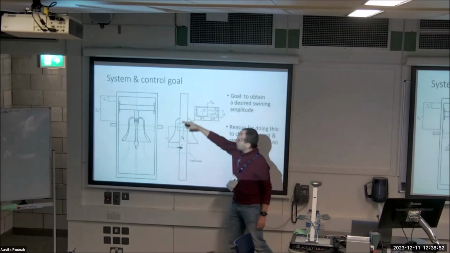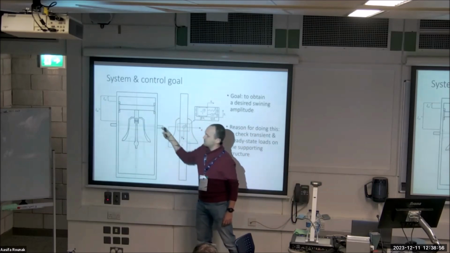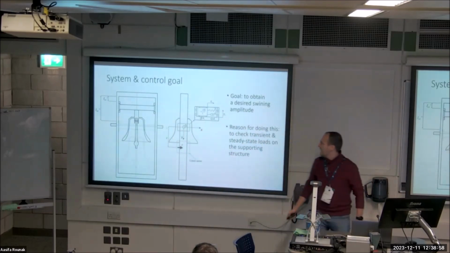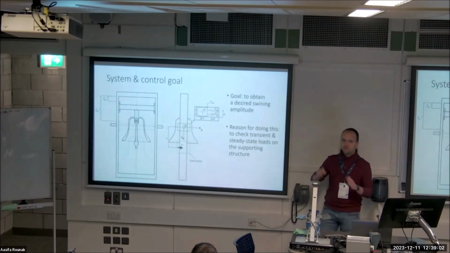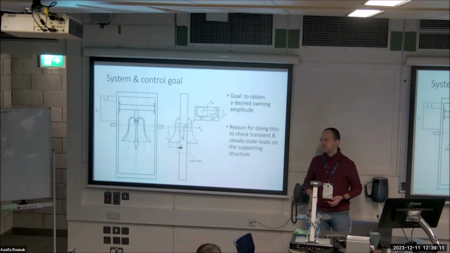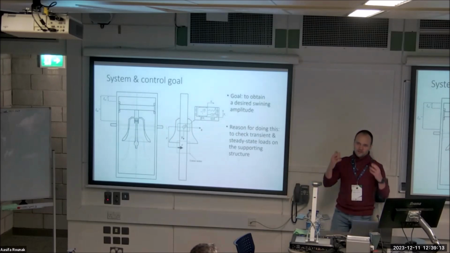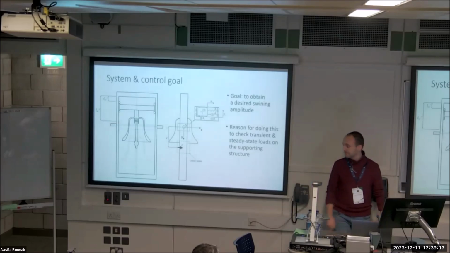This bell can be moved upwards or downwards, so it can attain different positions with respect to the axis of rotation. We want this bell to swing with the amplitude that we select. Why are we doing this? Well, we want to check what the impact of the bell on the supporting structure is, both in the transient and also in the steady state.